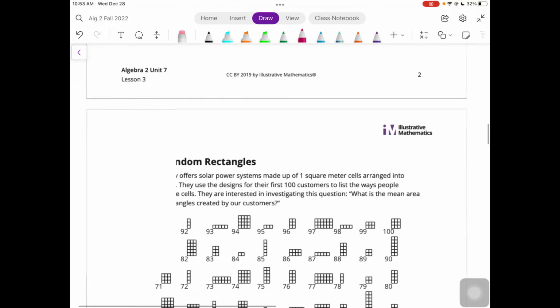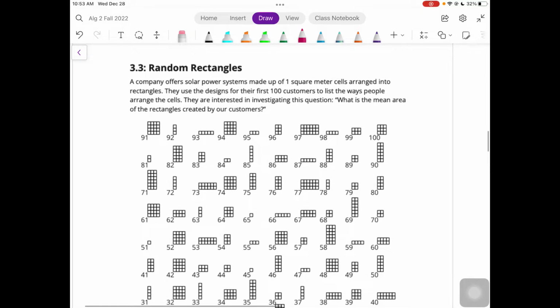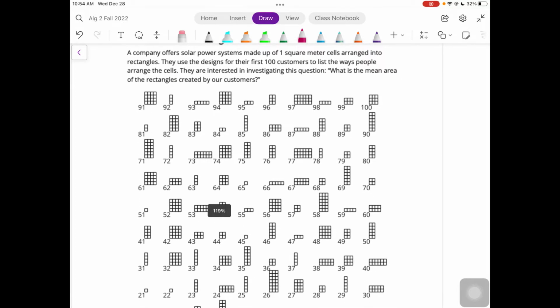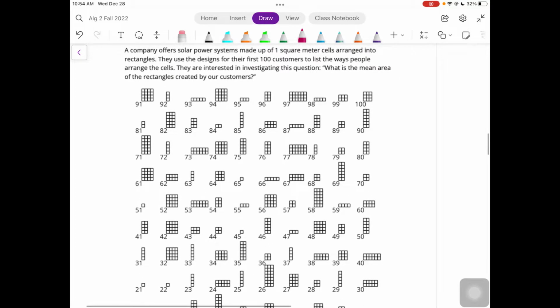All right, and then let's take a look at 3.3 random rectangles. So a company offers solar power systems made up of 1 square meter cells arranged in rectangles. They use the designs for their first 100 customers to list the ways people arrange the cells. They are interested in investigating this question. What is the mean area of the rectangles created by our customers?